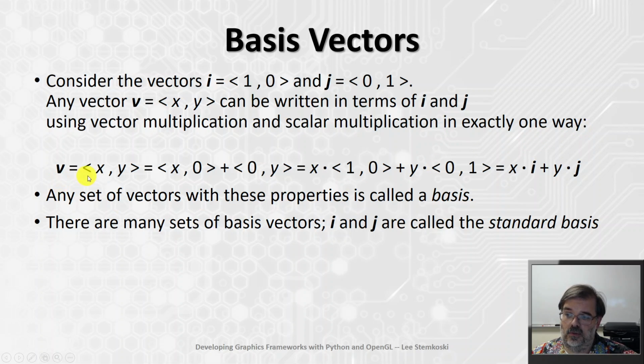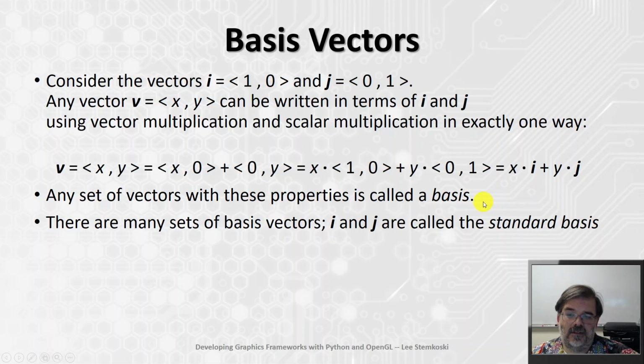So what we can do is we can take the vector (x, y). We can write that as (x, 0) plus (0, y). So breaking it apart using vector addition. And then using scalar multiplication, we can factor an x out of this first vector. We can factor a y out of this second vector. And what we're left with is the vector i and the vector j.